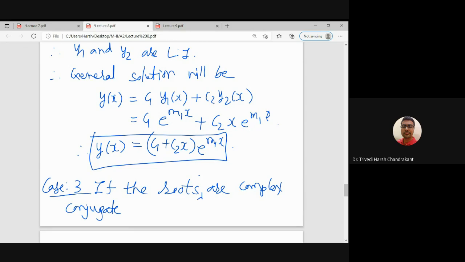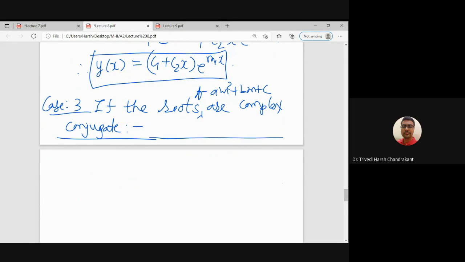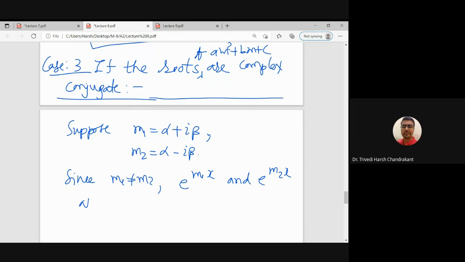So the roots of the quadratic a m square plus bm plus c are complex conjugates. In this case, suppose the first root is the complex number alpha plus i beta, and the second is its conjugate, that means alpha minus i beta. And since the roots are distinct, we have already verified that e power m1x and e power m2x are independent solutions, right? Since m1 is not equal to m2, e power m1x and e power m2x are independent solutions.